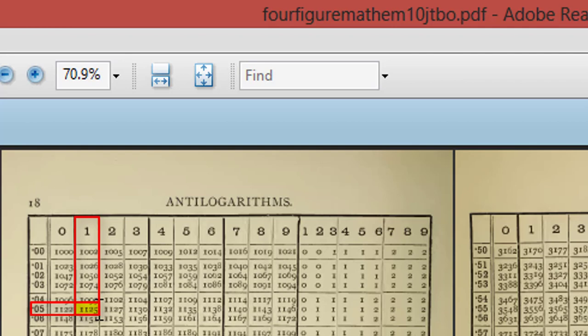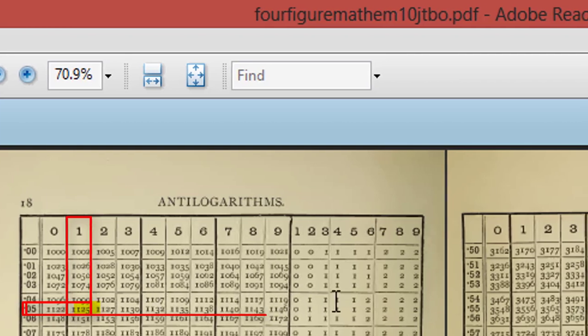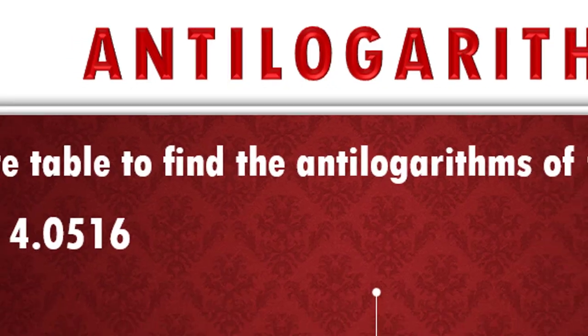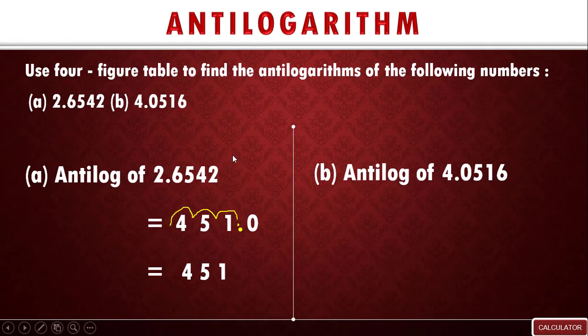Then difference 6. So let's trace it to difference 6. And difference 6 is 2. We trace it up. You can see 6 right here. Difference 6 is 2. So we add 2 plus our value here, which is 1125 plus 2. That will give us 1127. Okay, then the value for our antilog of 4.0516, we got 1127.